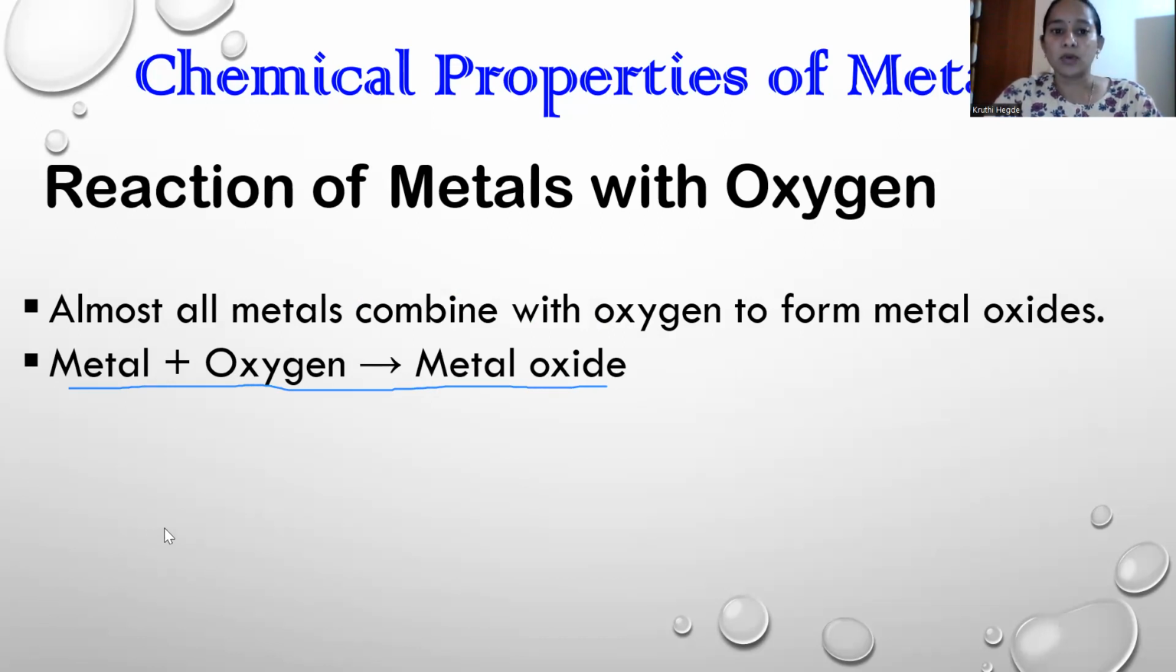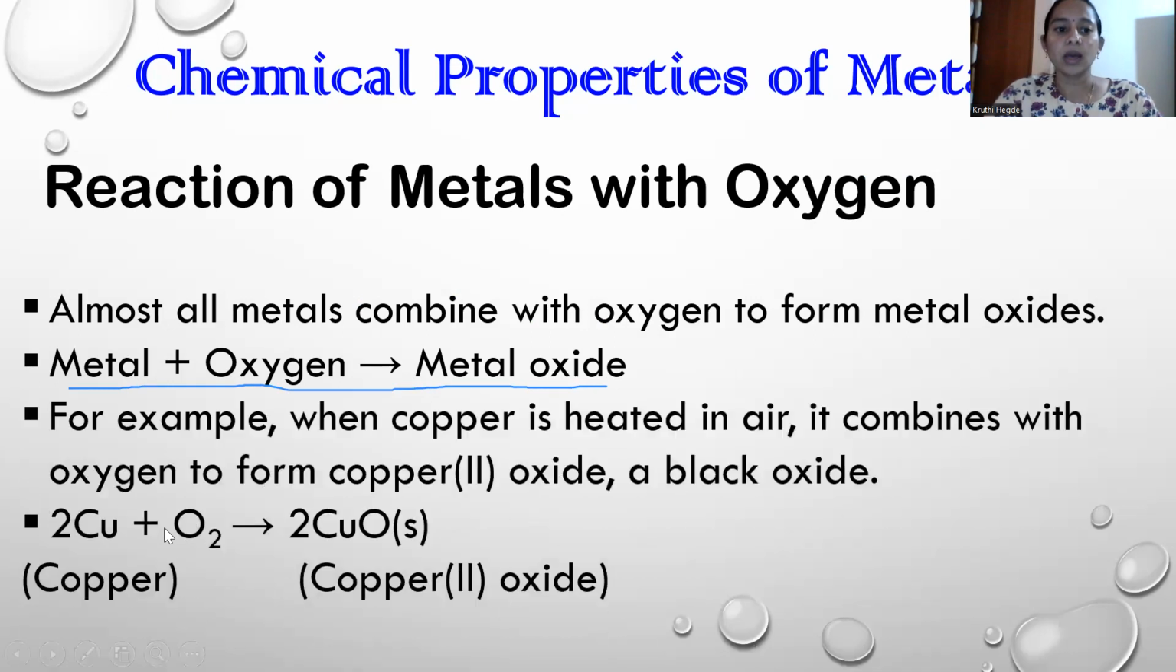For example, when copper is heated in air, it combines with oxygen to form copper oxide, a black oxide. Copper oxide is black in color, a black color powder. 2Cu plus O2 produces 2CuO, which is solid copper oxide. So this is how metals react with oxygen. We have taken copper as an example. It is similar with other metals also.